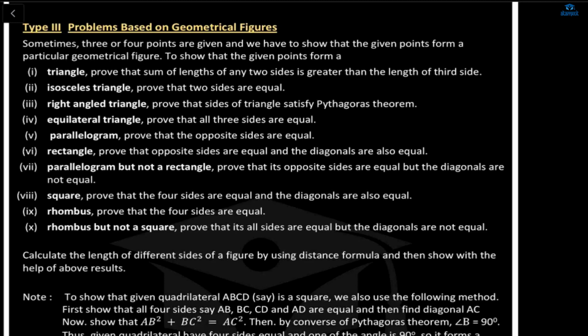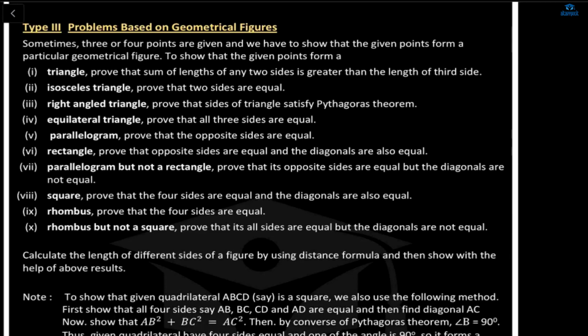Now rhombus: prove that the four sides are equal. A rhombus is similar to a square. All four sides are equal, but in a rhombus the angle between two sides is not 90 degrees. So you can see here in the 10th point, you have to show that the figure is a rhombus, but not a square. How can you prove that? Prove that all its sides are equal, but the diagonals are not equal.